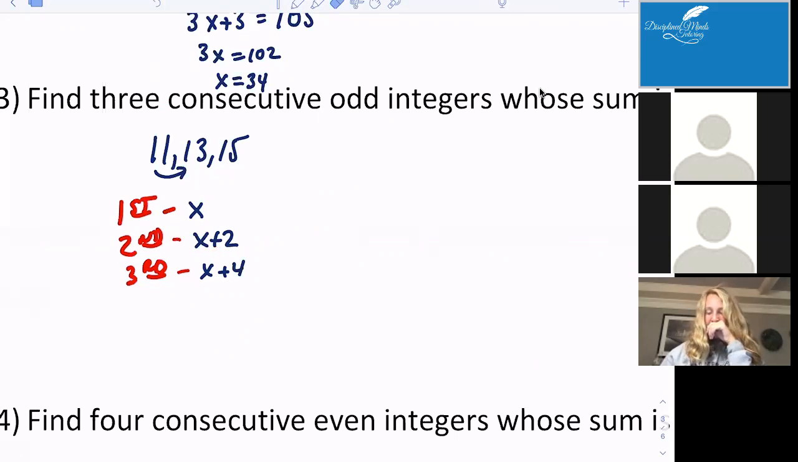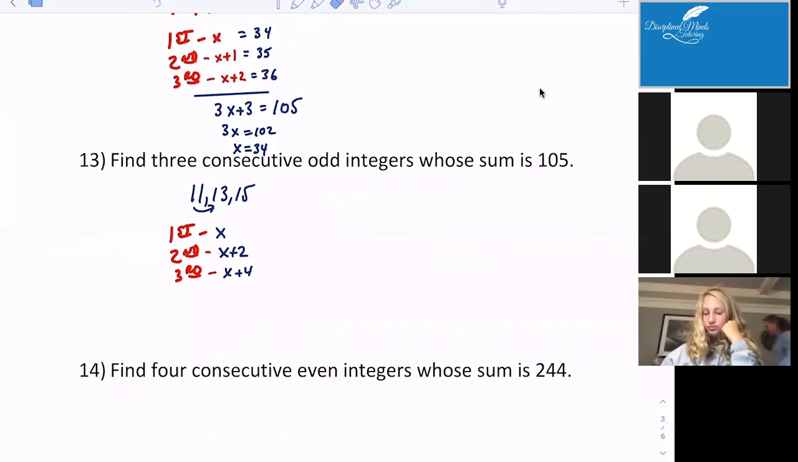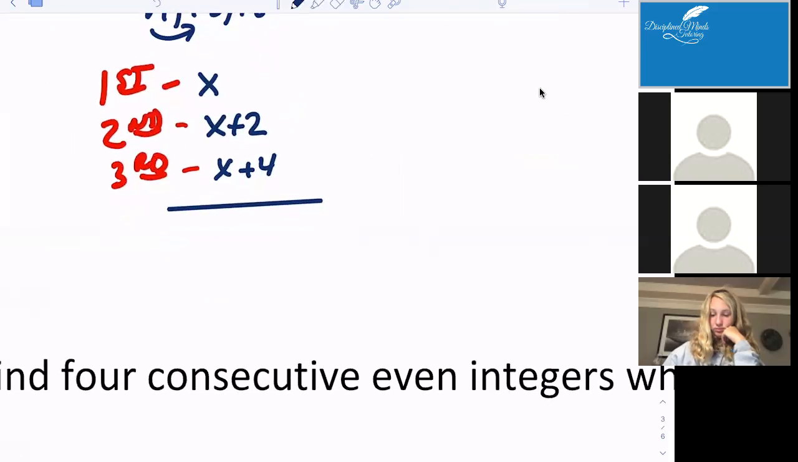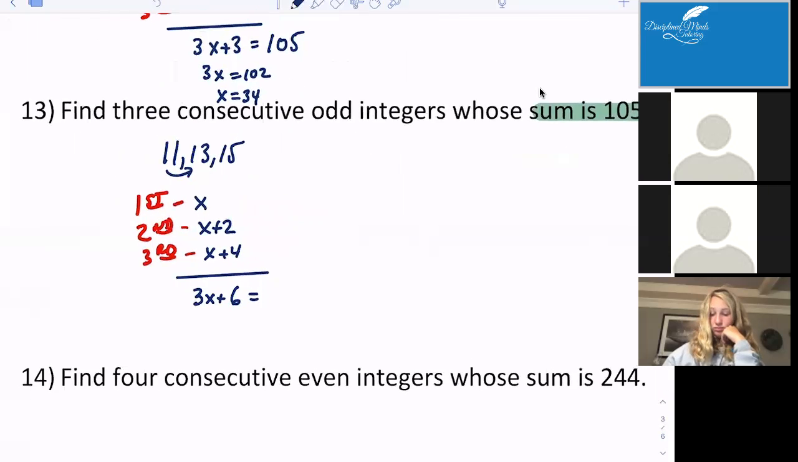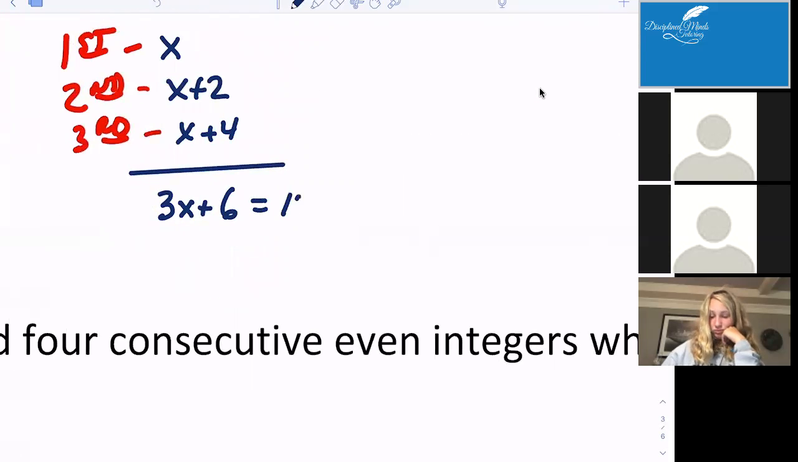All right? Now, let's see what we're doing. It says we want a sum, which means we're going to add them again. This time when we add, we get 3x plus 6. 3x plus 6 equals 105. Are we okay with that? And now, what do we do to both sides? Minus 6. Minus 6. 3x equals what?